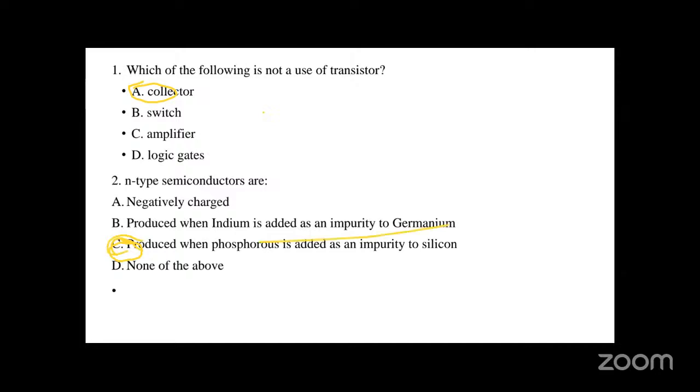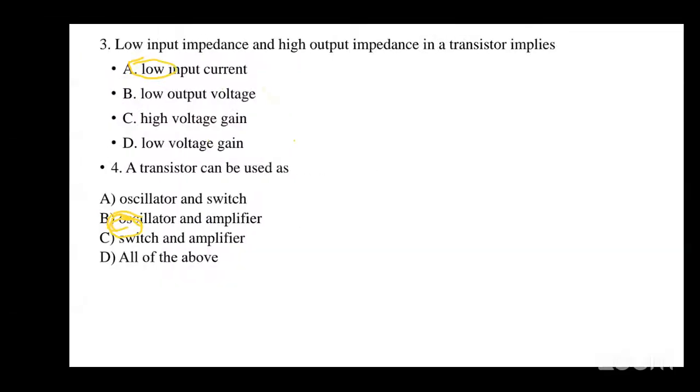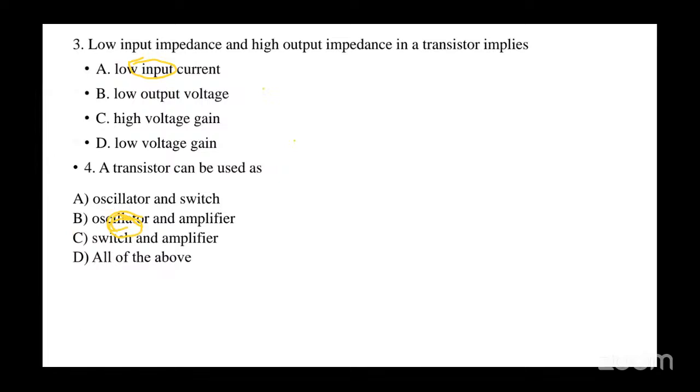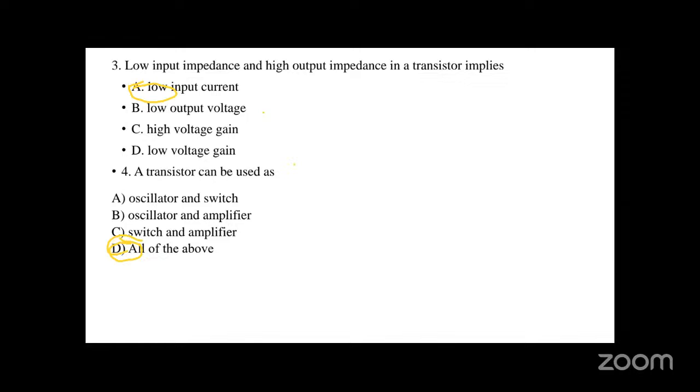Then question number 3. Question number 3 says low input impedance and high input impedance in a transistor implies: A, low input current, low output voltage, high voltage gain, low voltage gain.